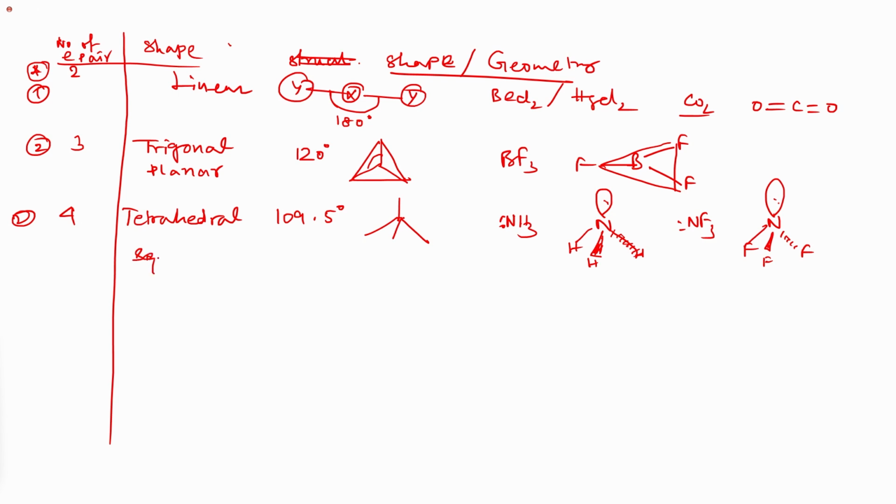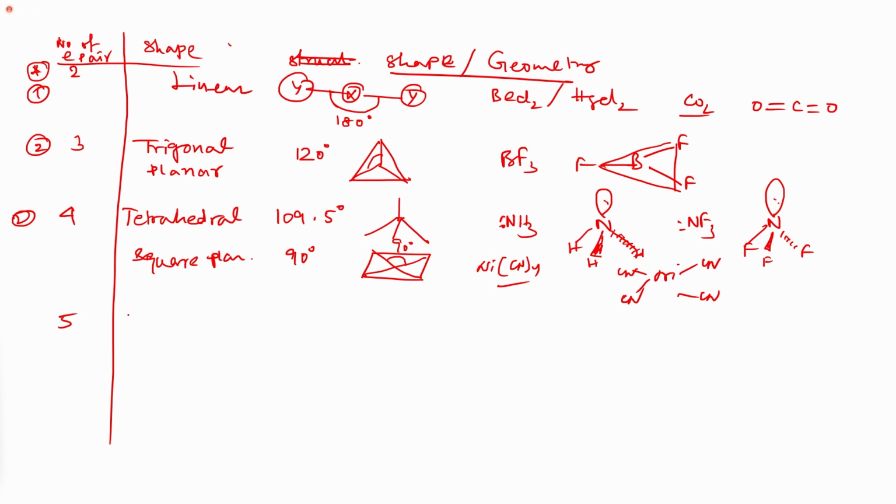Now, suppose it is square planar, then the angle is 90 degrees. This is the square planar structure. This angle will be 90 degrees. For example, in any metal complex, like nickel cyanide, Ni(CN)4, nickel will be there, and these are the CN ligands. So that is the structure.